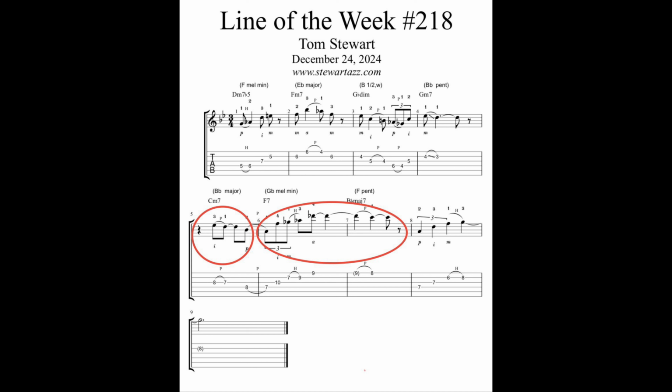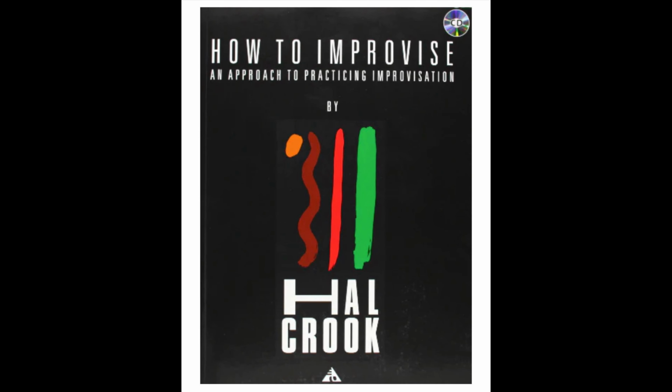At the point of chord change from measure 6 to 7, there's an example of over-the-bar line phrasing. Here's the definition of over-the-bar line phrasing I got from Hal Crook's book, How to Improvise. Over-the-bar line phrasing occurs when a melodic phrase ends with a sustained note at least one full beat or more before a chord change, meaning the melody cadences before the harmony changes.